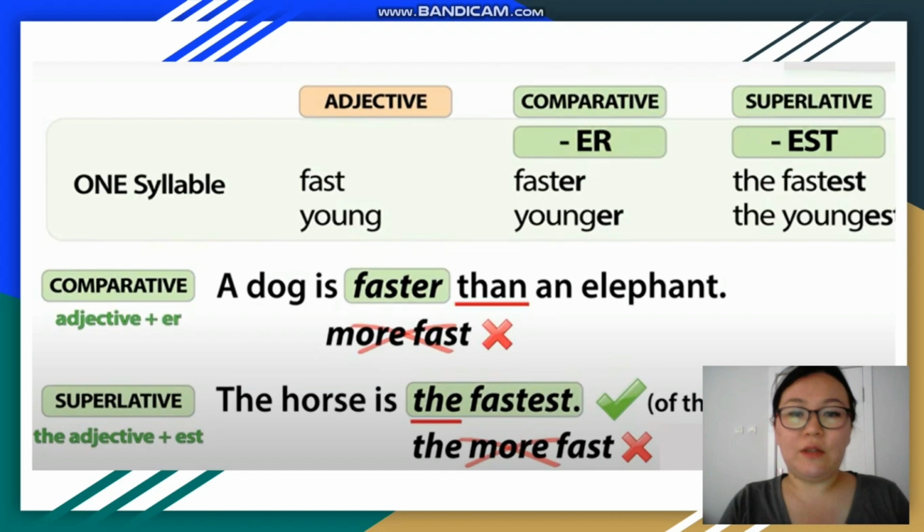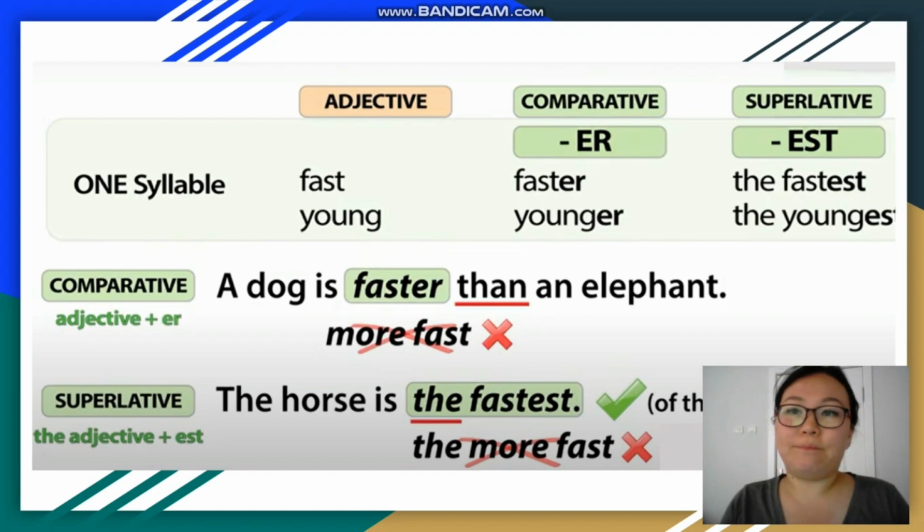For example, a dog is faster than an elephant, not more fast. We say faster, as you do in some other languages. Also, it's important to use than after a comparative: faster than, slower than, younger than.